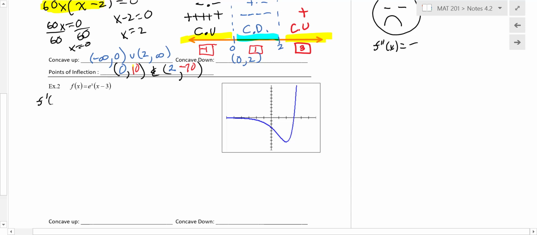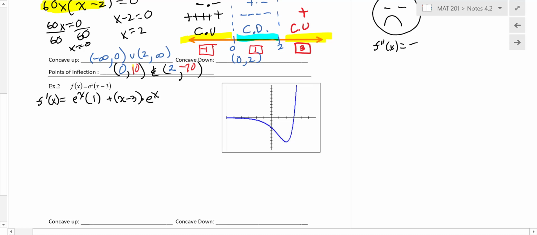So let's go ahead and start with the first derivative. How are you going to do the first derivative? This is the product rule. So you can go ahead and start with your product rule if you want to. That is first times derivative of second, which is 1, plus the second, x minus 3, times the derivative of first, which is e to the x.